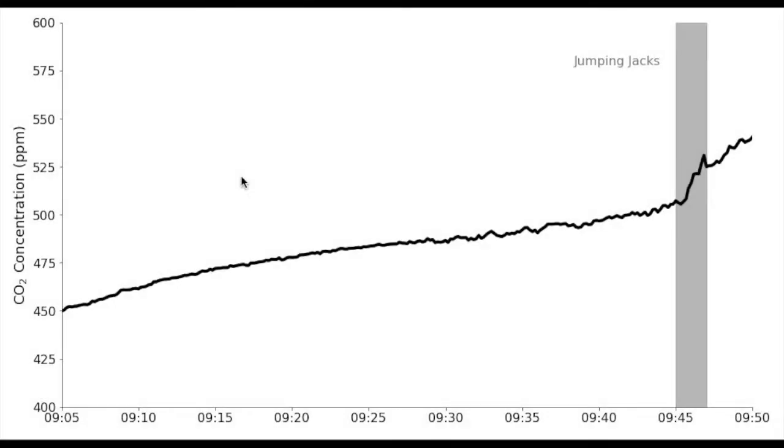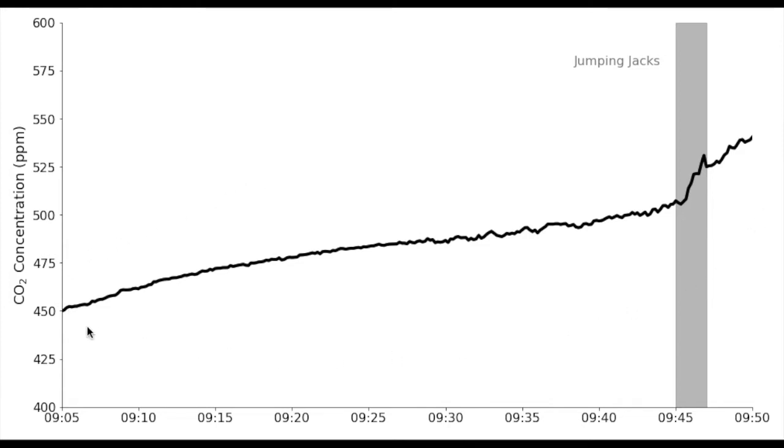So I hope you enjoyed my facial expressions as we time-lapsed through that video. And hopefully in the top right corner you saw the CO2 concentration. That was from the reference instrument. And that data is being reproduced here for you in this figure.